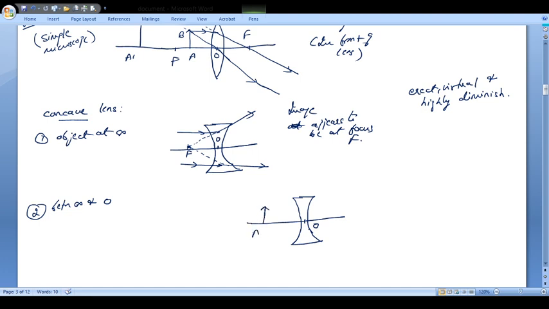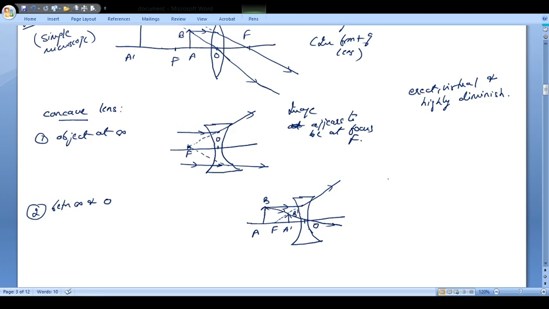So this is AB. Now see, one ray which will be parallel to the principal axis will appear as if it is coming through the focus. So this is basically the focus. See, I didn't mark focus first. It will appear as if it is going to come from the focus. And another ray which passes through optical center will go undeviated. So where are both intersecting? They are intersecting at A dash, B dash.